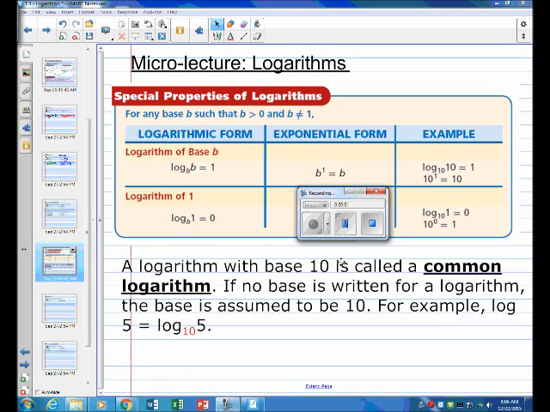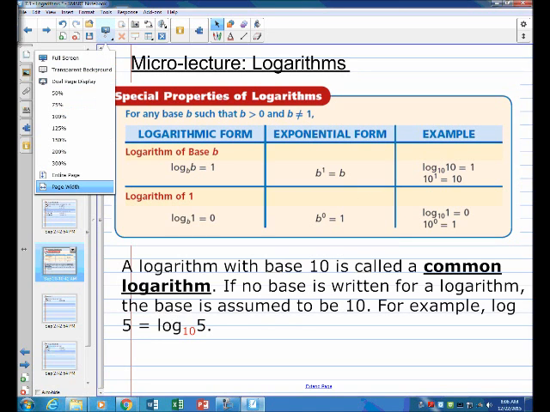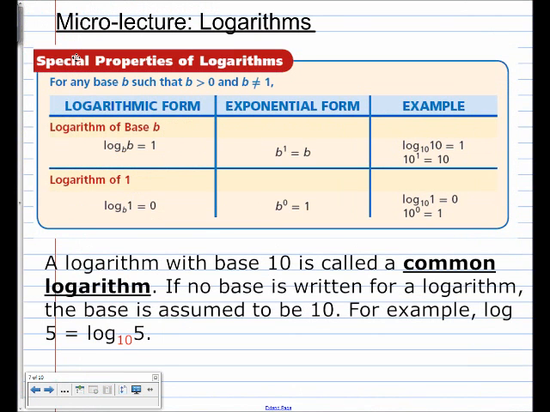For the second half of class today, we're going to show you how to evaluate some logarithms. In order to do this, I need you guys to take a look at a few of these properties. We're going to get into a lot of properties about logarithms tomorrow or next time I see you. But these first couple really are the two basic ones that we need for today. And the two are the logarithm of base b and the logarithm of 1.